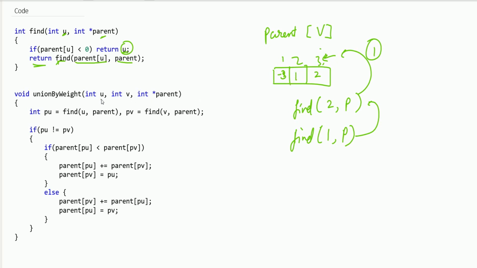So union by weight, we pass 2 vertices U comma V on whose set we want to apply union, and a parent matrix. So first we will find the representative element of U and representative element of V, and if both of them are not equal, so we perform union only when the parents are not equal, but we cannot leave it in the user's hand that they will check whether the parents are equal or not. So here we will check that if the representative elements are not equal, then we will check if parent of PU is less than parent of PV.